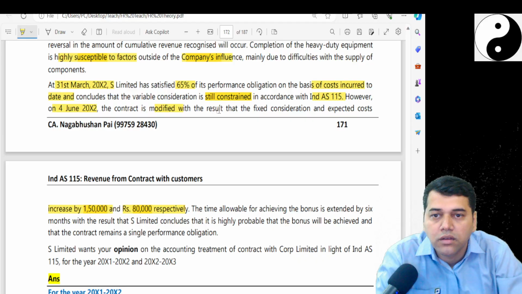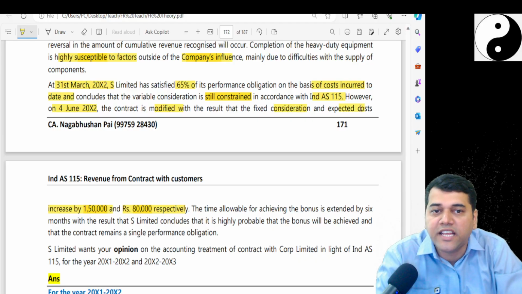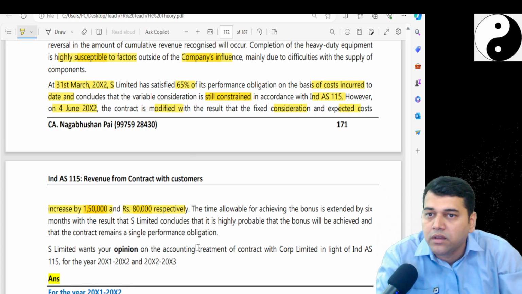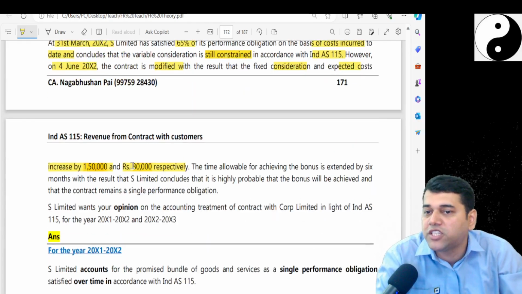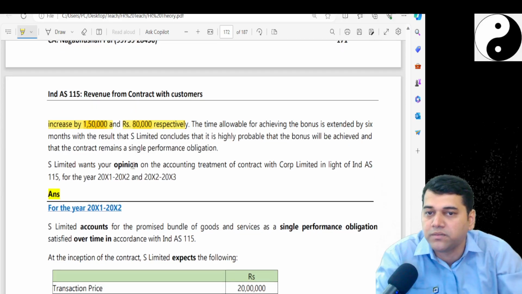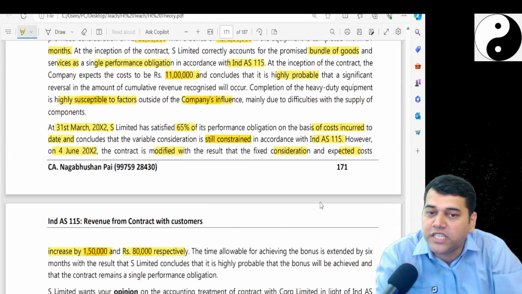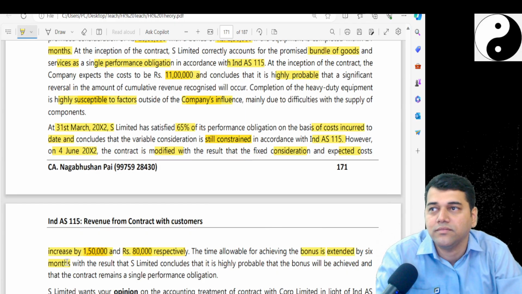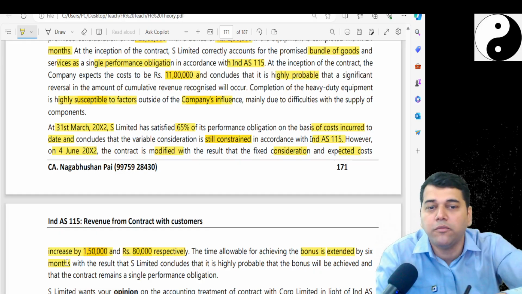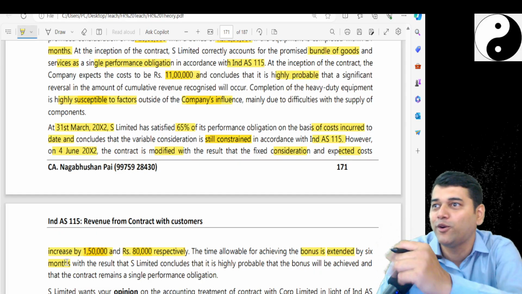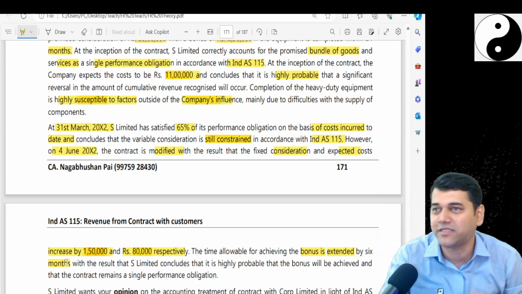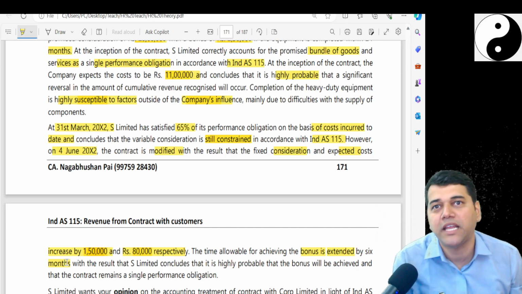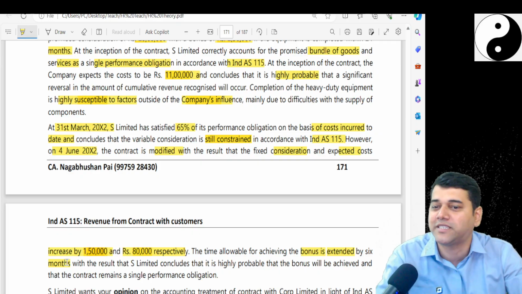Sorry, as a fixed consideration, the fixed consideration increased by 1.5, and whatever your cost was, that 11, got increased by 80. The differential is your profit margin. The time allowable for achieving the bonus is extended by 6 months now. Bonus also got extended. Now time also extended. Why? Obviously, I will blame you only. No, sorry, you will blame me only. You are the customer, I am the supplier. You say, sir, what? I would have finished my product. Last moment you come and tell me, now it's going to take time. Okay, chalo, 6 months extra given to you.